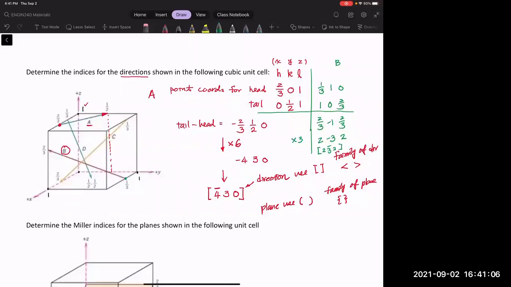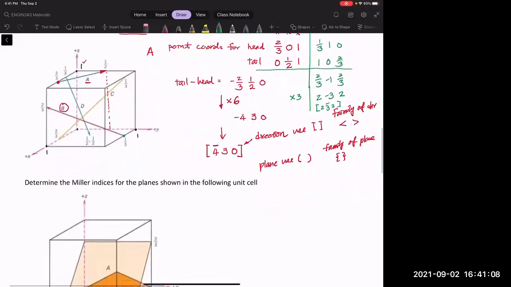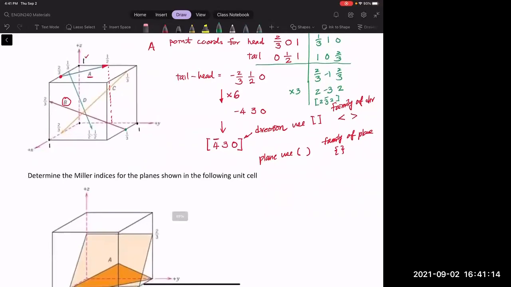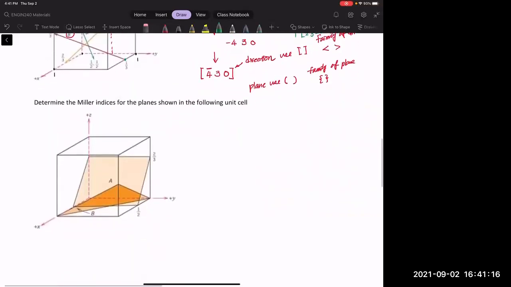You can do the rest of them. Your homework is going to ask you to do this, but they're going to give you a different direction. The next one we want to do is the plane. We talked about the direction and the point coordinate. What about the plane? The plane has several different steps as well. You do need to find the intersection.